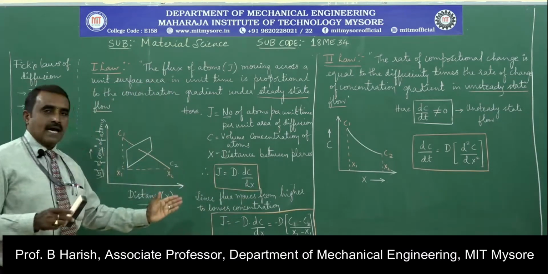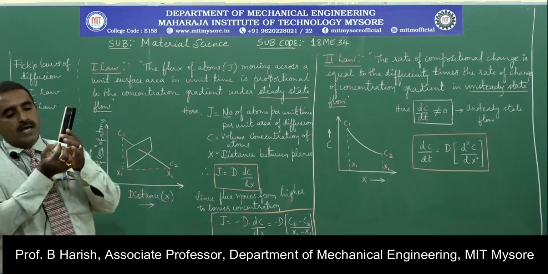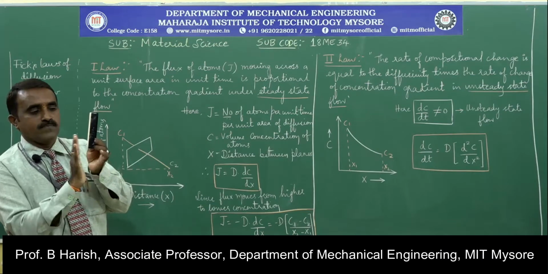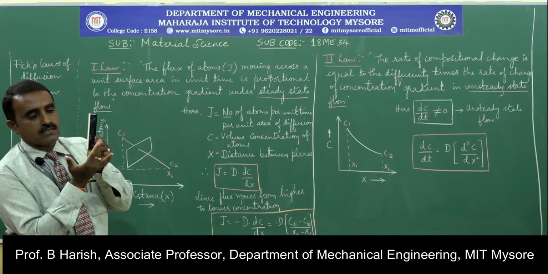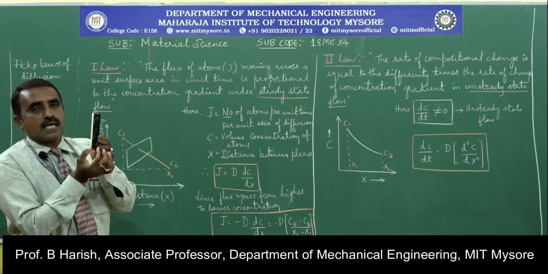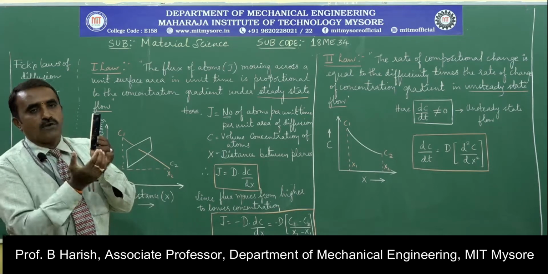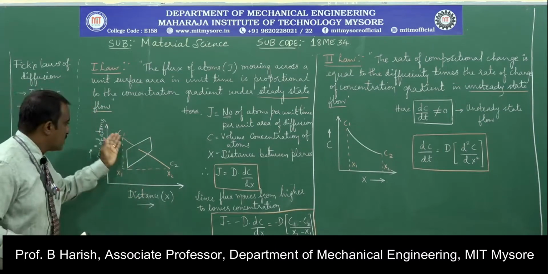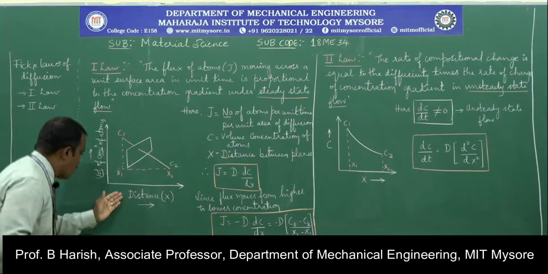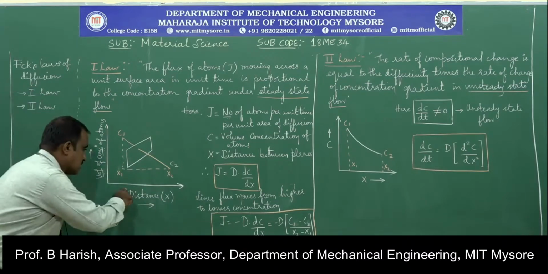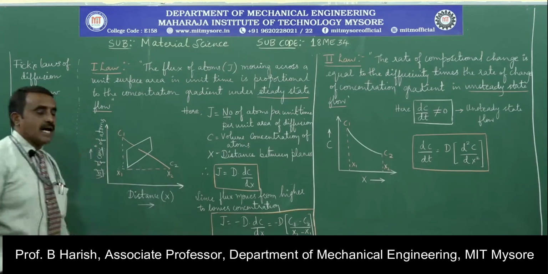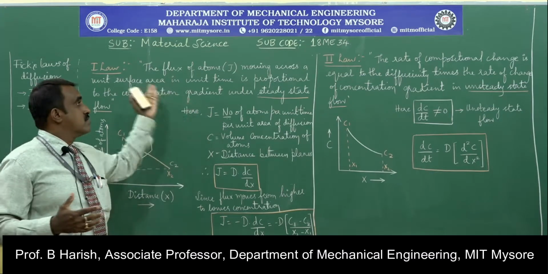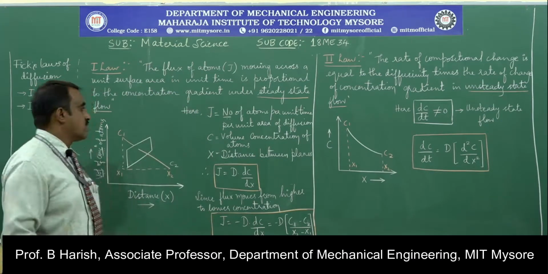Now we can plot a graph. After every certain interval of time, what is the amount of atoms getting diffused? It starts from this end and should come out through the other end. Covering this distance x, we study the amount of atoms diffusing at different intervals of time. If you study that, you can plot a graph where concentration C1 is at a distance x1 and similarly concentration C2 is at x2. This flux of atoms moving across is represented by this concentration gradient.